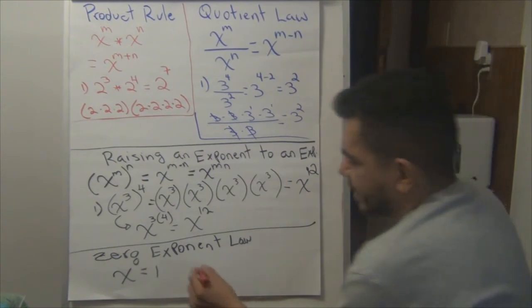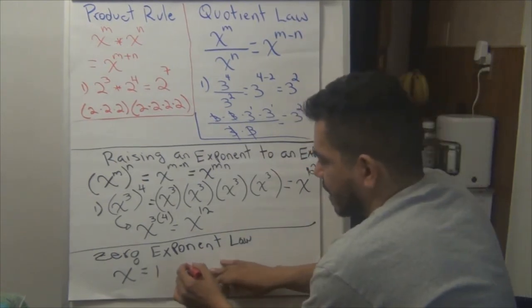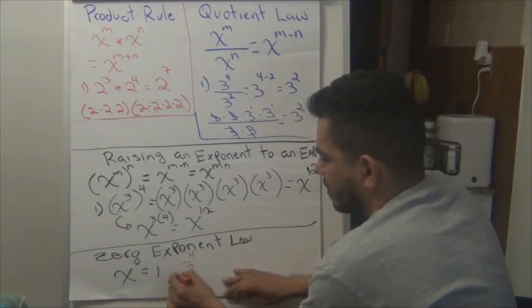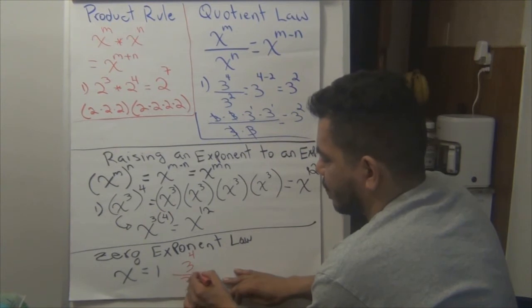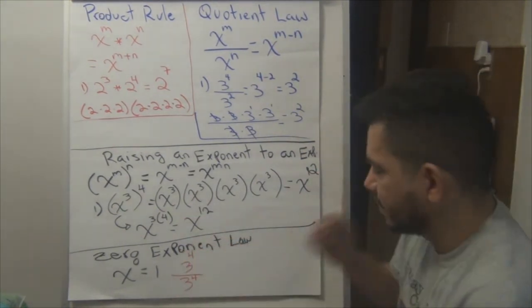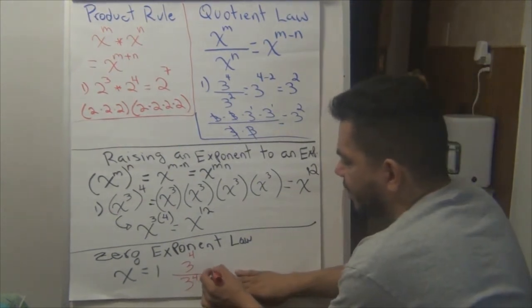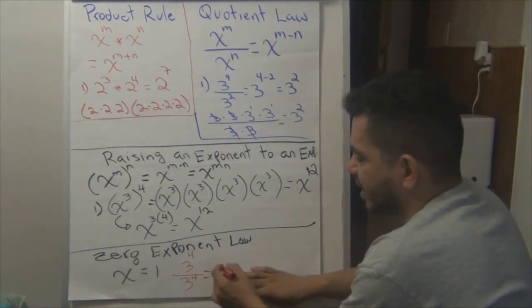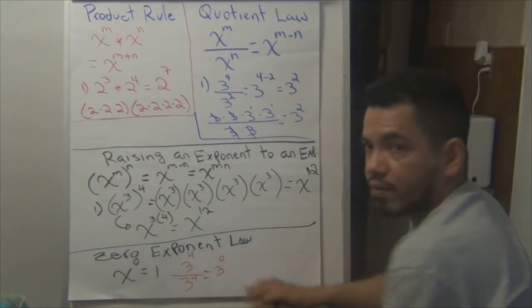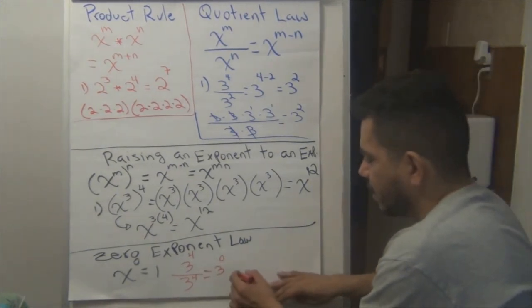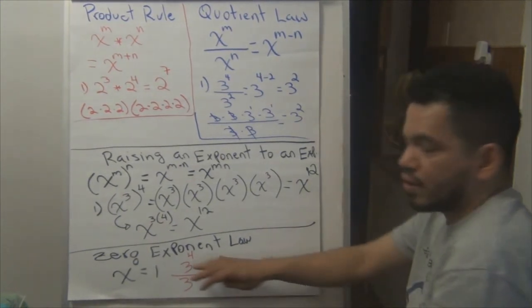Okay, so let's say I have 3 to the fourth power divided by 3 to the fourth power. Not 34, to the fourth power, or to the exponent of 4. So if I follow the quotient rule, I have to subtract the exponents, so I get 3 to the 0. Now let me prove this to you. 3 to the fourth power.